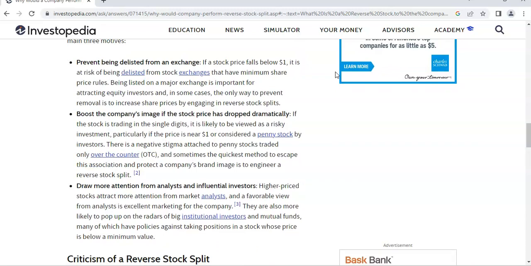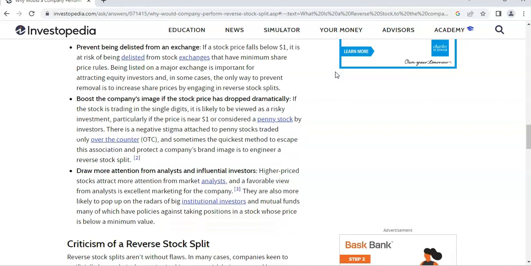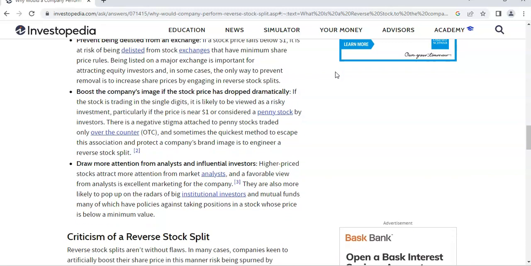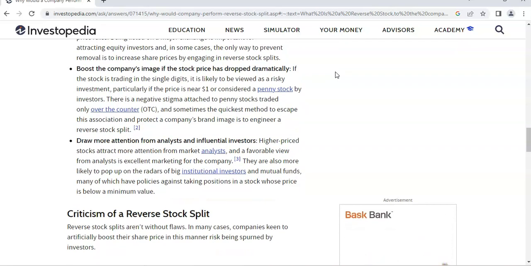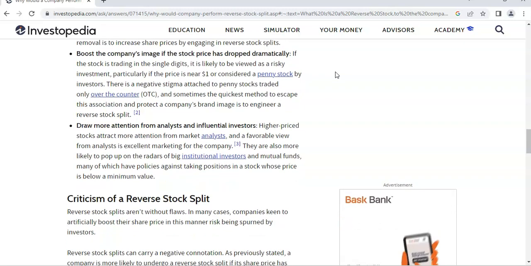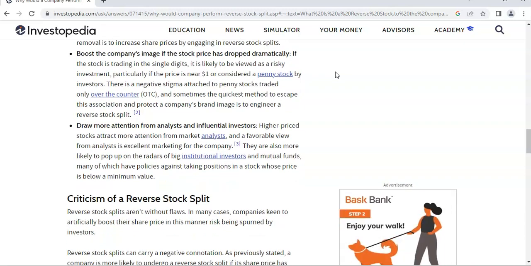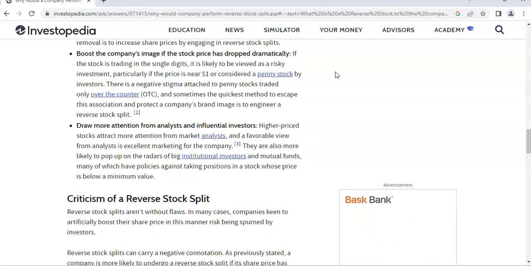To prevent being delisted from an exchange: if the price falls below $1, it's at risk of being delisted from the stock exchanges that have minimum share price rules. Being listed on major exchanges is important for attracting equity investors, and in some cases, the only way to prevent removal is to increase the share price by engaging in a reverse stock split.